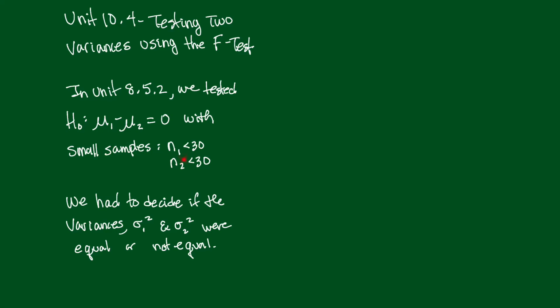Now when we used that t-test, we had to decide if the variances, sigma 1 squared and sigma 2 squared, were equal or not equal. Well, we didn't really decide. We were just told in the example or the problems to assume the variances are equal or assume that they're not equal, and then we just went on with the problem. But now we're actually going to test that the variances of two populations are or are not equal.